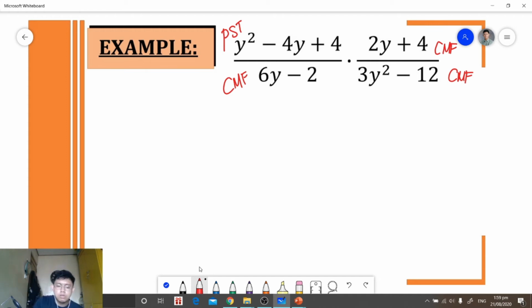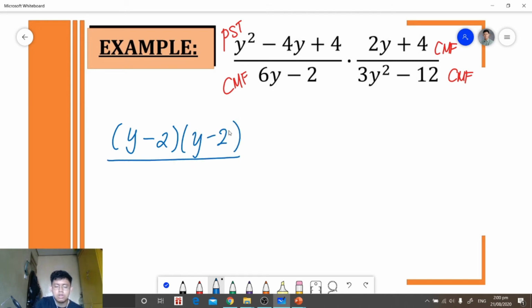Okay, so now let's proceed to factoring each part of our rational expression. For our first numerator, the factored form is y minus 2 times y minus 2. For the denominator, get the greatest common factor, which is 2, so our other factor is 3y minus 1. It is multiplied to our second rational expression. Let's get the factored form.